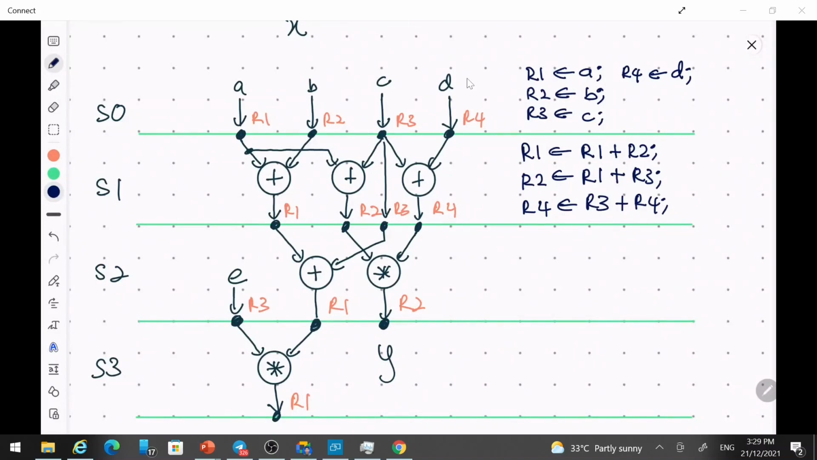Okay, so that is the RTL operation for the S1. What about S2? For S2, first, you can see that you have R3, E: you load E into R3. And the next one, you have R1 equal to R1 plus R3. And you have R2 is R2 multiply R4.